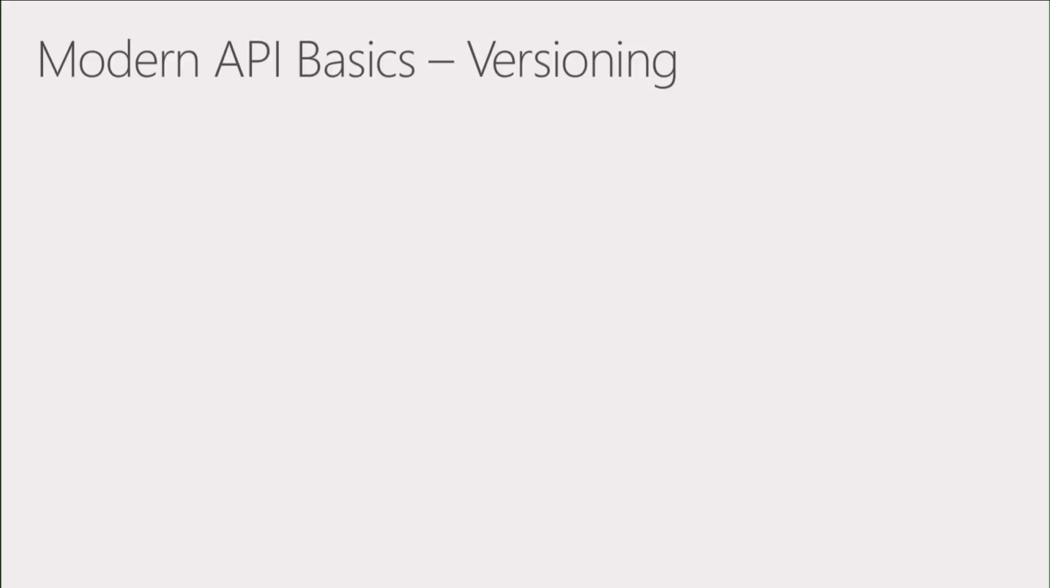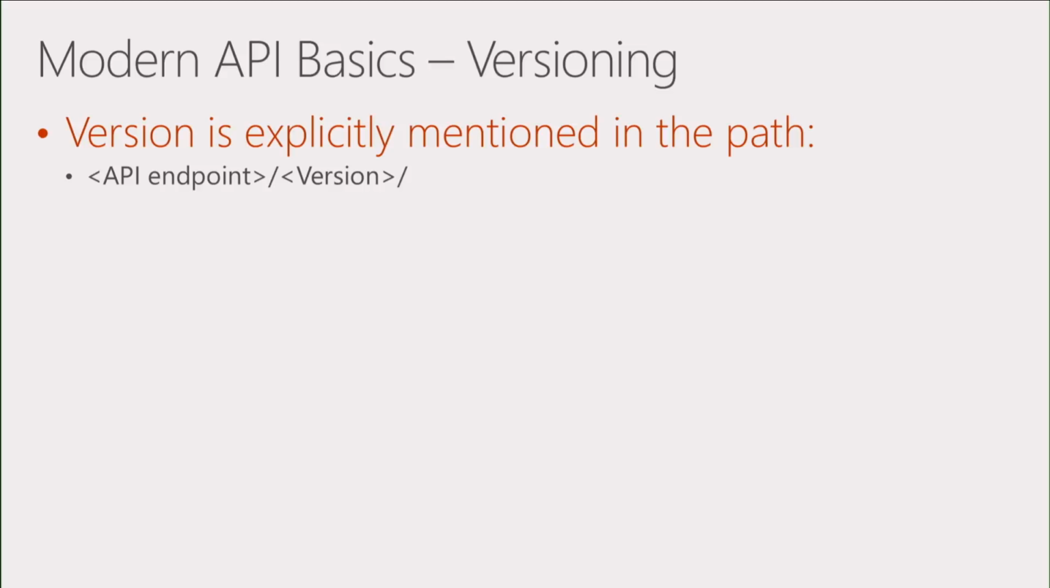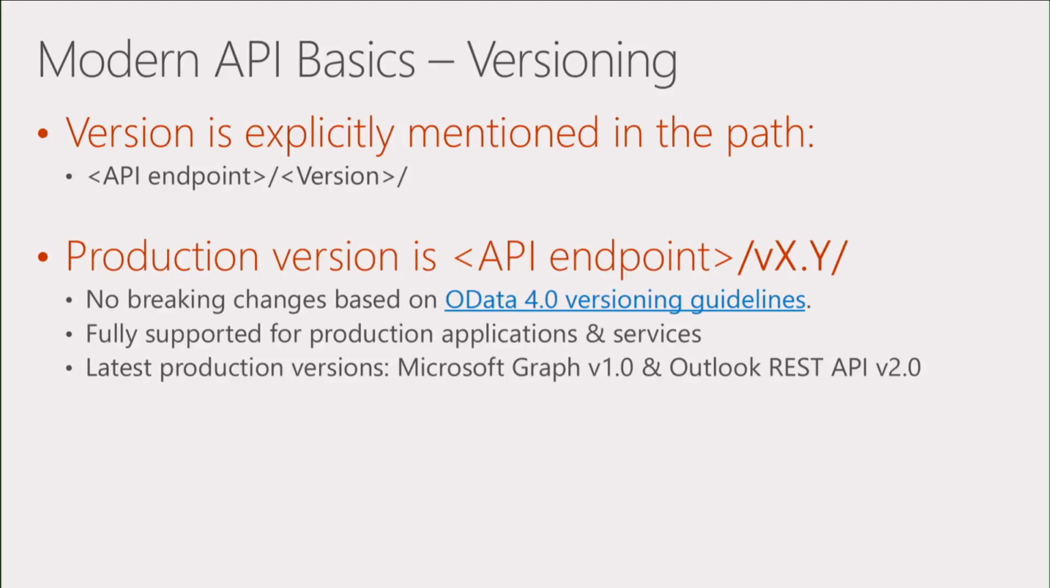So you know what the endpoint is. What's the next big thing? Versioning, right? Because usually there's always multiple versions. This is one place we also learned based on our web services experience. The version is explicit. You put it in the path. It's API, and when you construct the HTTP path, it's API endpoint/version.